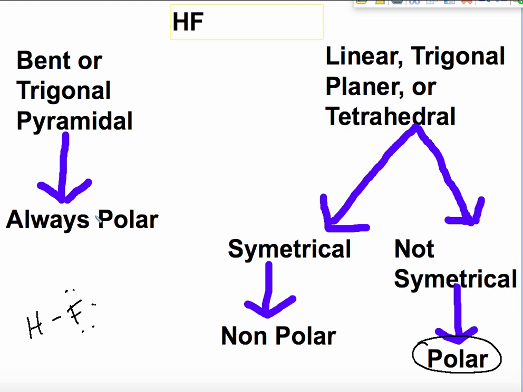But what you do need to know is you do need to remember that bent or trigonal pyramidals are always polar. But with linear, trigonal planar, or tetrahedrals, you have to look at the symmetry to figure out if they're polar or not. All right, that's it with this video.